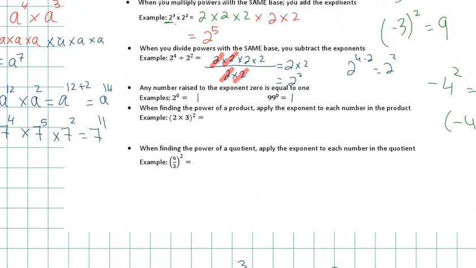Let's read the next one. When finding the power of a product, apply the exponent to each number in the product. I'm going to use letters first, and then I will explain this to you, because with letters, sometimes it's easier to see. So if I have A times B, and then to the power of 2.